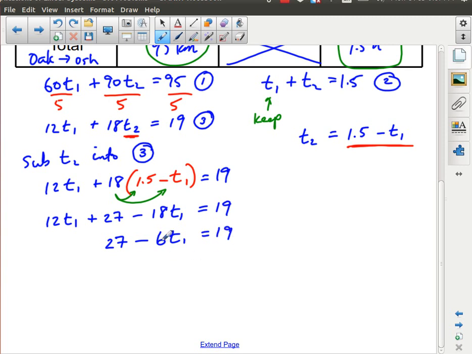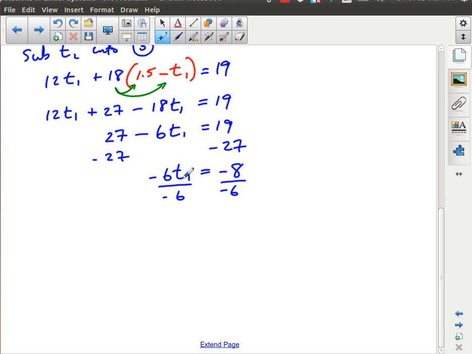Now you'd have the option, if you prefer, to take that over and make it positive. I'm not going to bother. I'm just going to subtract 27 from both sides. I end up with negative 6T1 is equal to 19 minus 27. That's equal to negative 8. And then I divide both sides by negative 6. And I end up with T1 isolated. That was the whole point. That was why I divided by negative 6. Negative 8 over negative 6. Negative over a negative becomes a positive. And 8 over 6 is the same as 4 over 3.